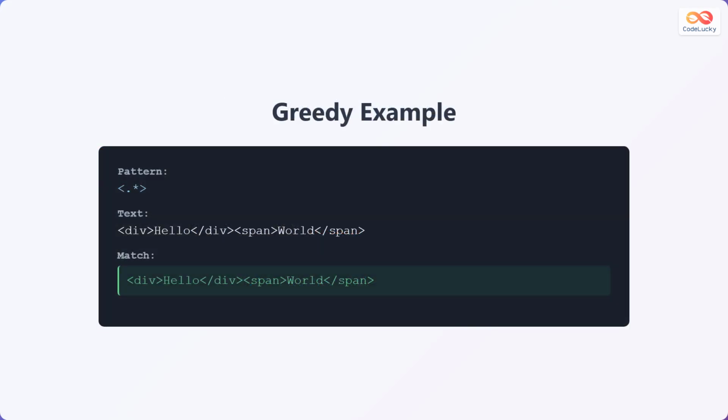Let's see a greedy quantifier in action. Here we have the pattern less than symbol star greater than symbol. The text we're searching is less than symbol div greater than symbol hello, less than symbol / div greater than symbol, less than symbol span greater than symbol world, less than symbol / span greater than symbol. The greedy match will be the entire string, less than symbol div greater than symbol hello, less than symbol / div greater than symbol, less than symbol span greater than symbol world, less than symbol / span greater than symbol, because it finds the longest possible match starting with a less than symbol and ending with a greater than symbol.